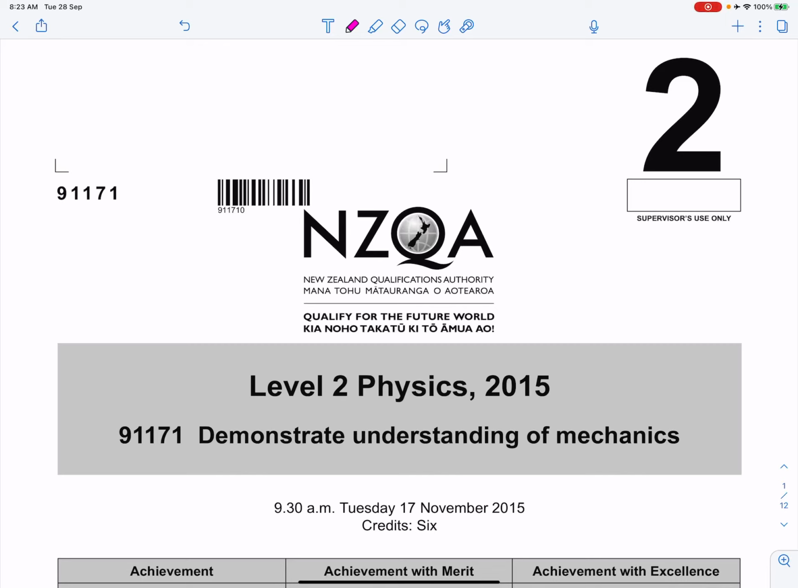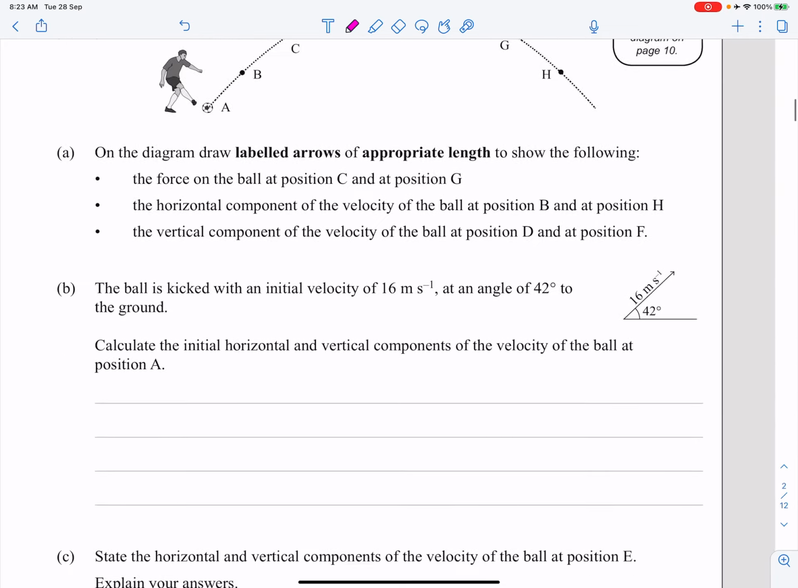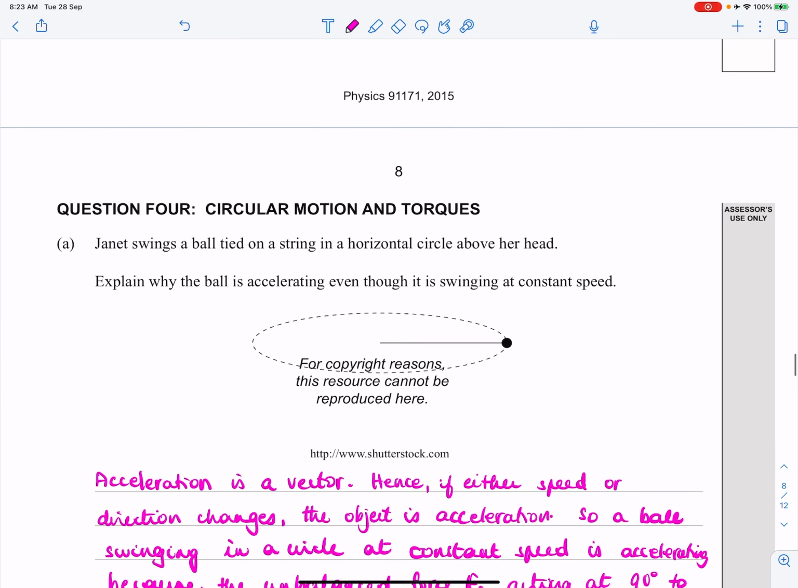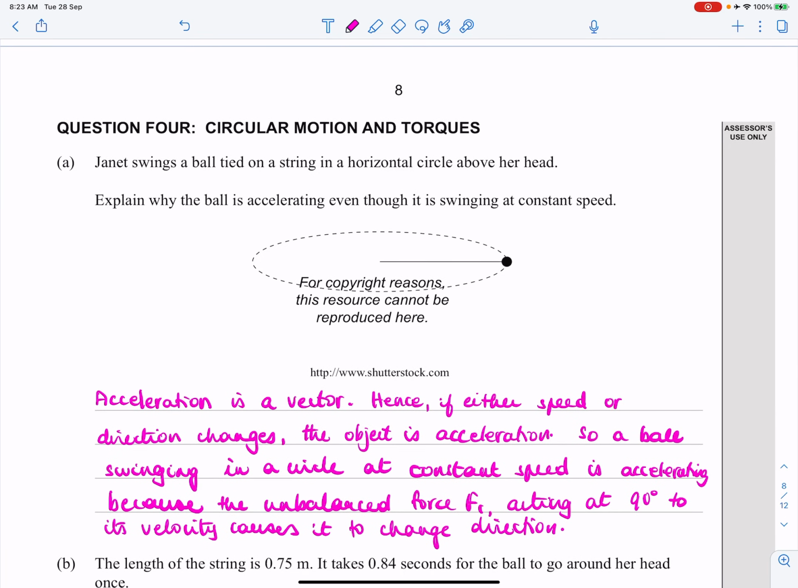Hi, I've been asked to solve question 4 from the Level 2 Physics 2005 Mechanics paper. So here's question 4. Here we go. Okay, it's a circular motion and torque question.